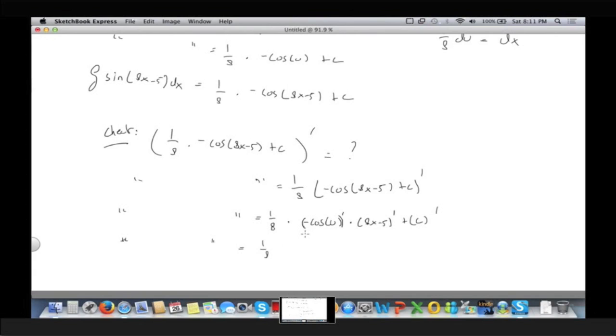Okay, what's the derivative? The derivative of cosine is negative sine. This is sine of u times 8. So this is sine of 8x minus 5.